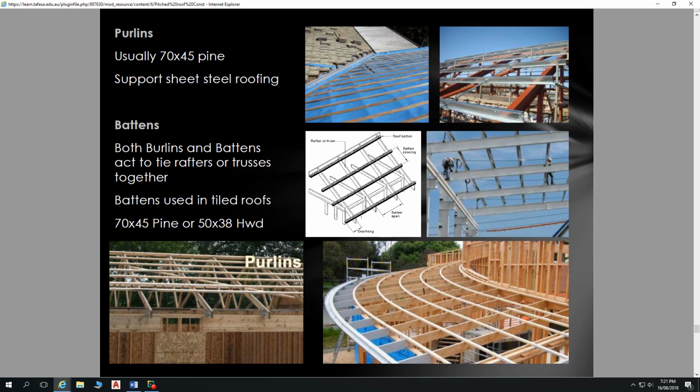Also, to support our sheeting, we use purlins and battens. Says here, so purlins are used to support steel sheet roofing, and battens are used in tile roofs. Yes, that is correct, but I guess there's more to it than that. When we look at the timber span tables for the timber framing code, we're given the choice for sheet roofs whether we use purlins or battens. So purlins or battens can be used for a sheet roof. Can anybody tell me what the difference between a purlin and a batten is?